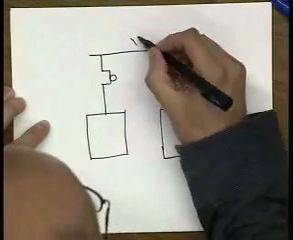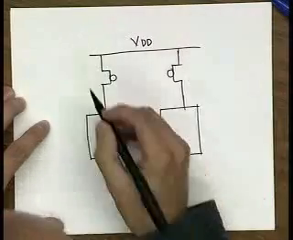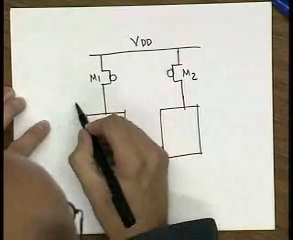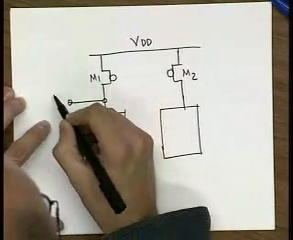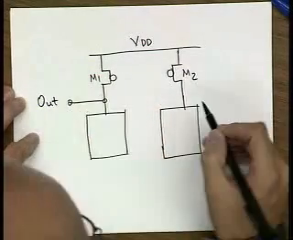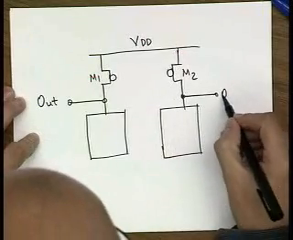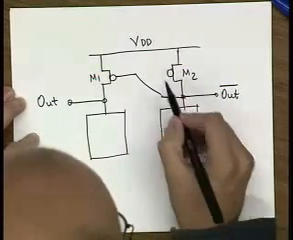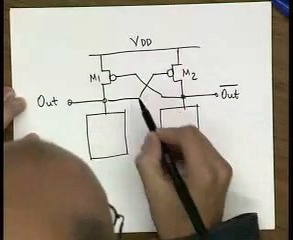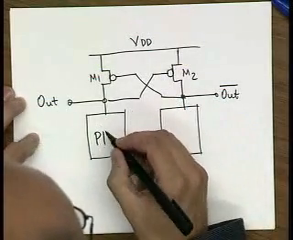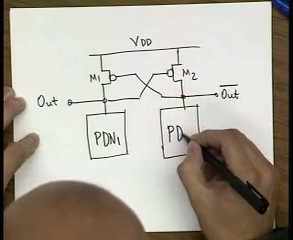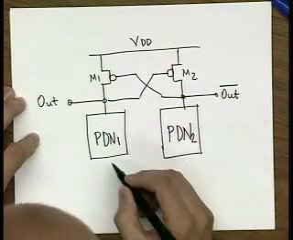So again, you have PMOS, and then you have M1, M2. So this is now out bar. And you have two pull-down networks, pull-down network 1 and pull-down network 2.